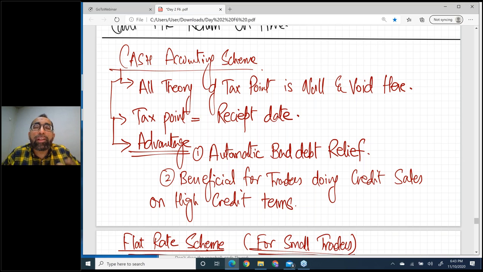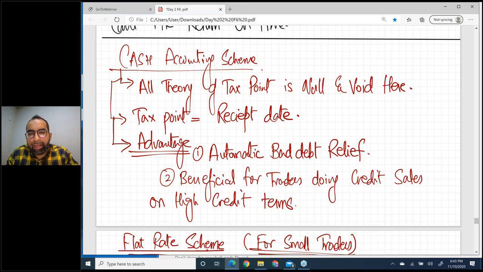But I hope you remember, for bad debt relief there is a condition: a waiting period of 6 months. Still the 6 months is not a good time. Who can wait 6 months? I can't wait 6 months. So in cash accounting scheme, the rule is, if you get cash from customer, then pay to government, otherwise don't pay. So no need to block your payment. So automatic bad debt relief is there.